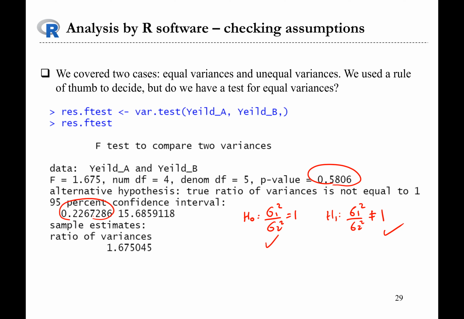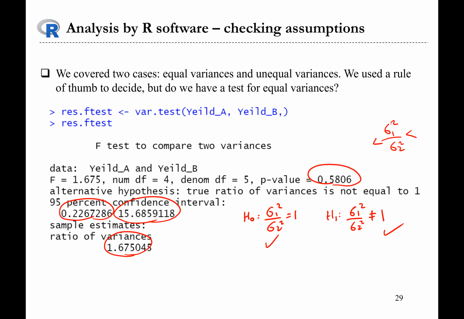And this is the lower limit and upper limit of the confidence interval of sigma 1 square divided by sigma 2 square, if you are interested. And this is the sample ratio, S1 square divided by S2 square.